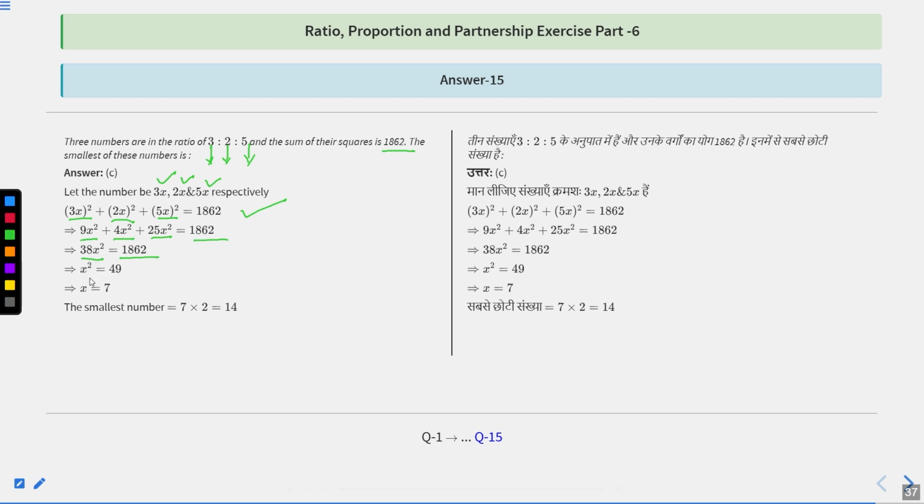When we simplify it, we get x square equals 49. So what will be the value of x? x equals 7. So the smallest number is 2x. We put the value of x in this equation, so 7 multiplied by 2 is 14. C is the correct answer.